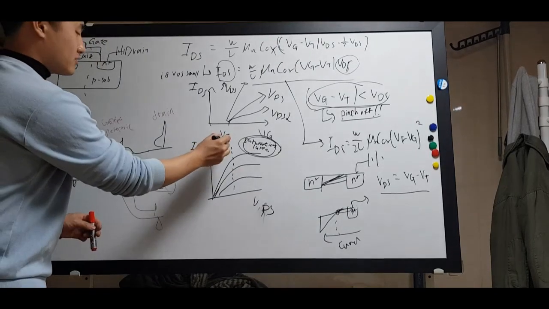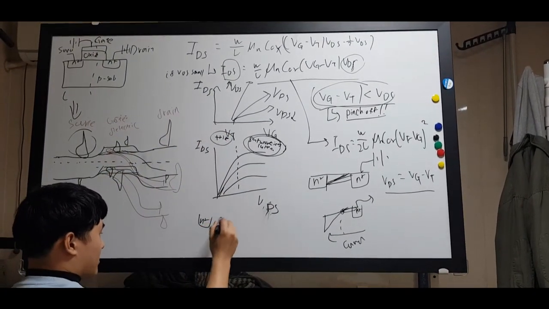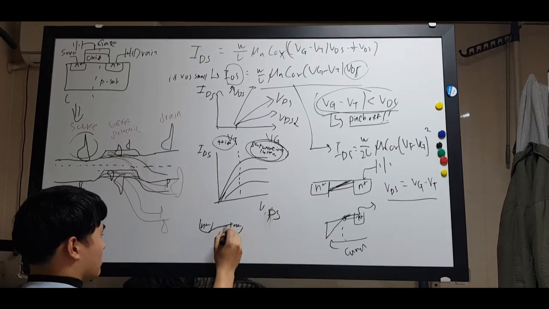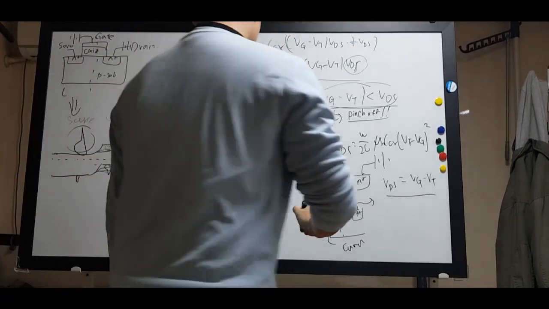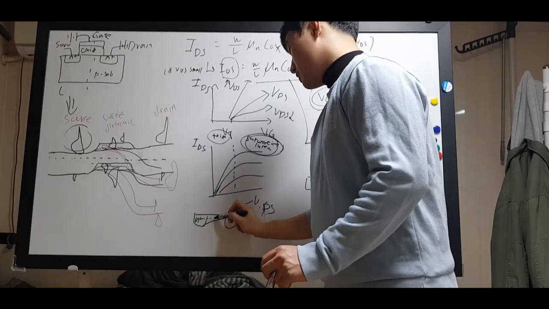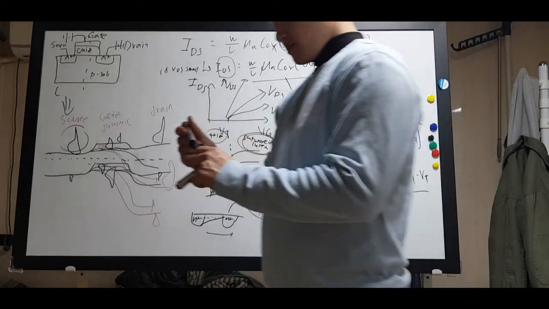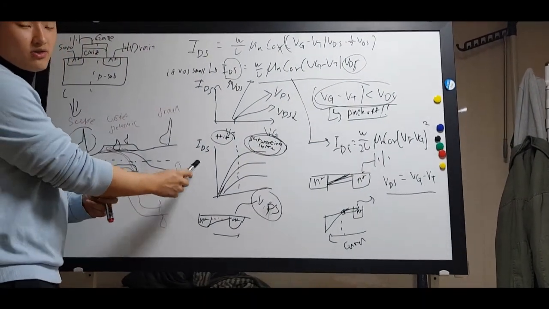And for triode, we can say like this. The channel is not cut off yet, but it is getting narrower and narrower. But since more voltage is induced at the drain, the electrons will move faster by this voltage attraction. Okay, this is the relationship between IDS and VDS.